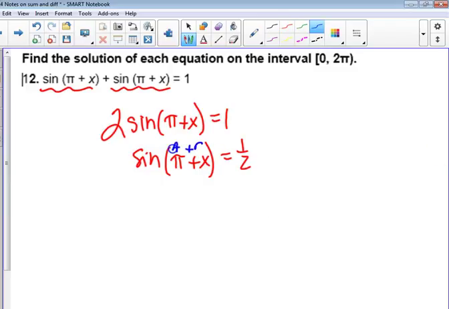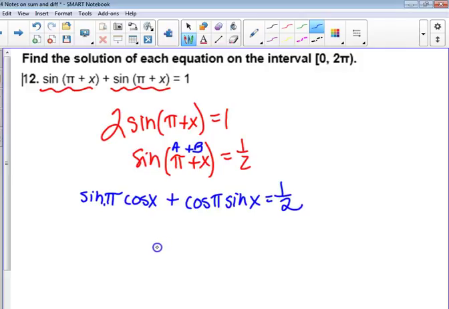Sine of A plus B is what? And pi is kind of nice because one of those is 0, yes? Sine is 0, but the cosine is -1. So 0 times cosine is just 0, right? This goes away.